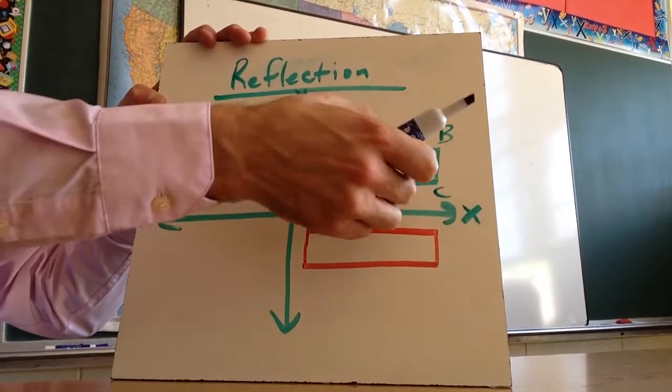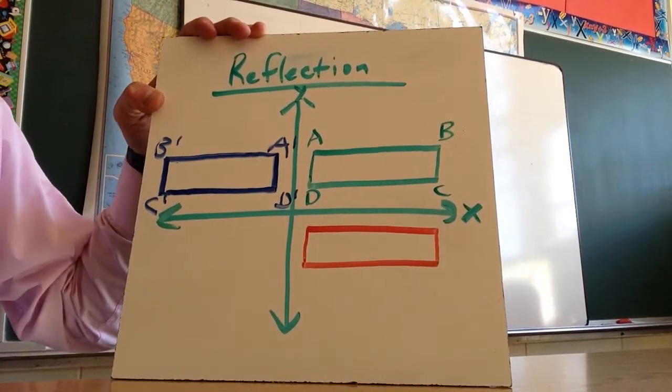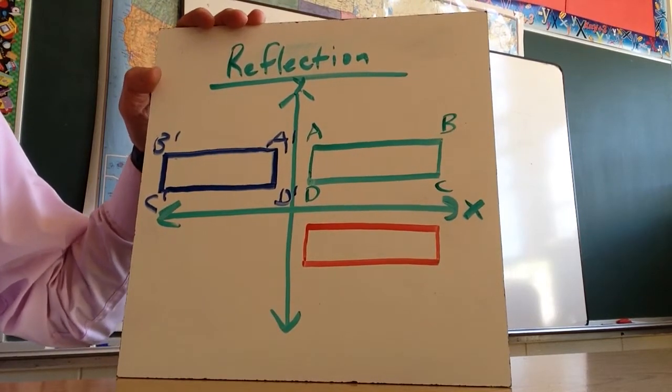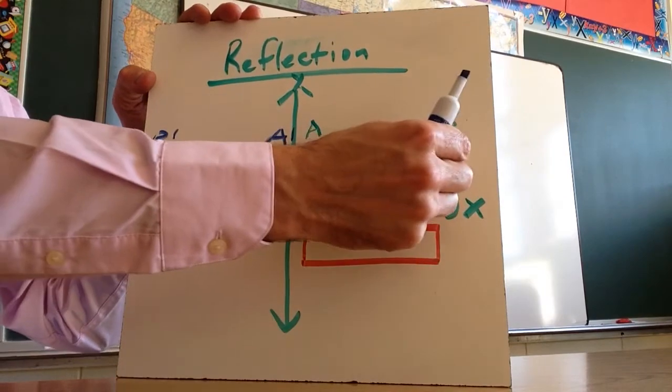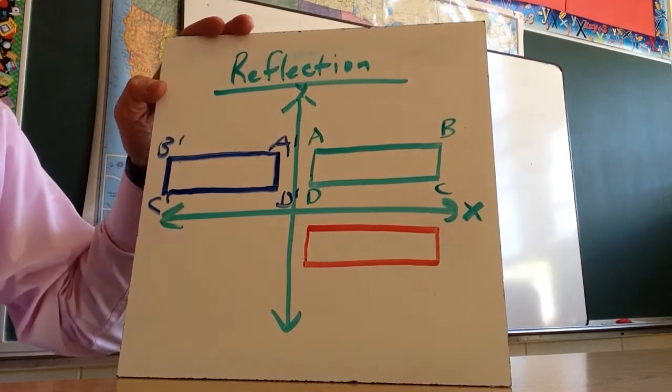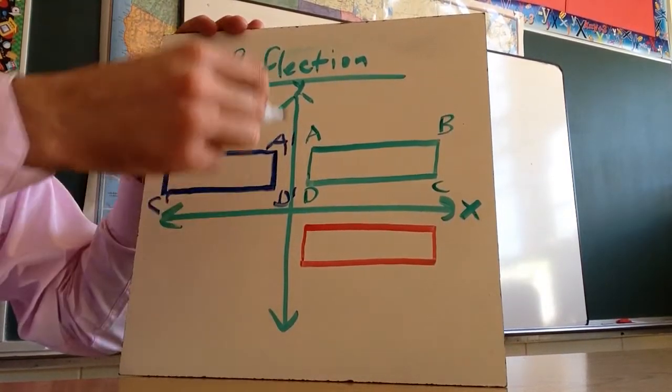So a lot of times people feel like you just slid it over. That's something different, right? That's what we just did. That was a translation. A reflection means I take this and I almost, as if we're on a hinge, flip it over. So this is my mirror.